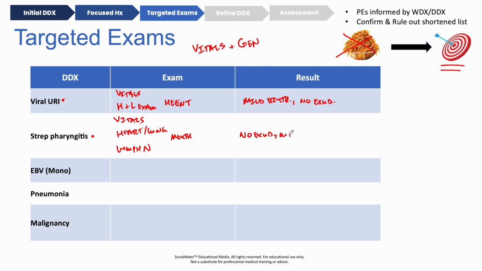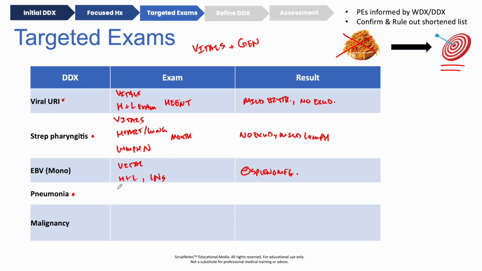If we suspected an EBV or mononucleosis infection, vitals would be important for us to gather, heart and lung exam, cervical lymph nodes, and maybe even abdominal to assess for any kind of splenomegaly. For our patient today, let's assume there was no splenomegaly, maybe some mild cervical LAD.